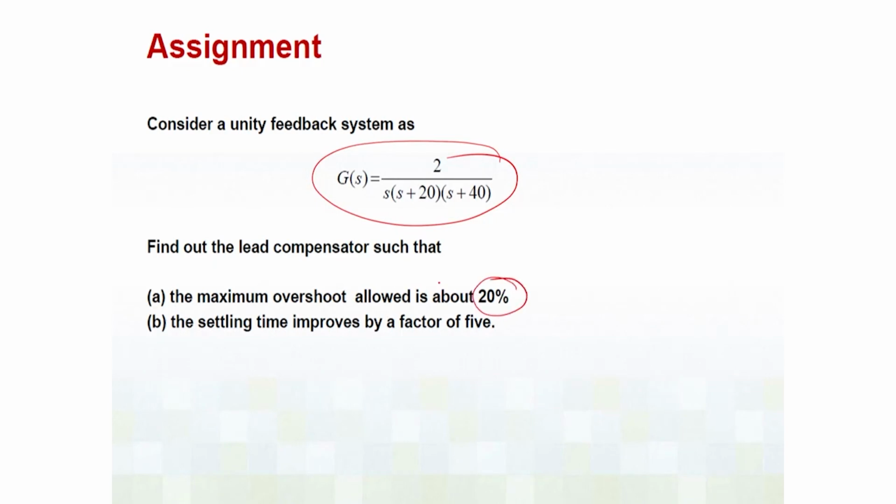Earlier I had done it for some other overshoot value, 16%; now it is 20%. So, you can find out what is the corresponding value of zeta. However, the settling time now has to improve by a factor of 5. So, follow the same procedure and see how you can design a lead compensator.